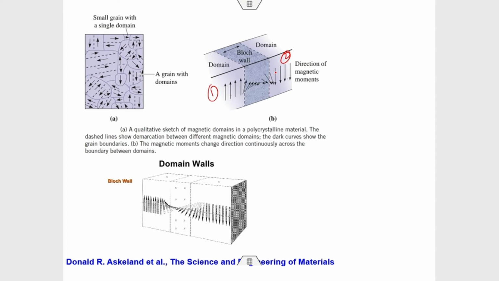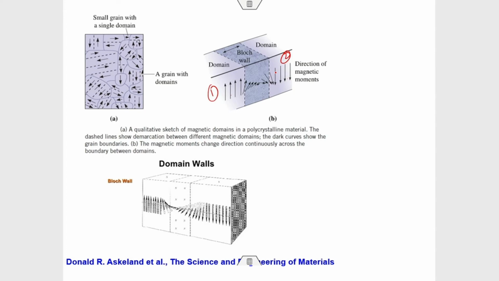So this is a qualitative sketch of magnetic domains in a polycrystalline material which can happen. And these dashed lines which are shown here are actually the demarcation between different magnetic domains. The dark curves are basically grain boundaries. So in a polycrystalline material, this is what will happen. You have grain boundaries, and within the grains you will have different domain walls present. Now this is something which is available in the books of Donald Askeland and others, The Science and Engineering of Materials. You can also see it available on the internet.